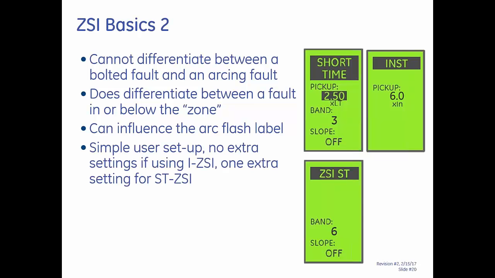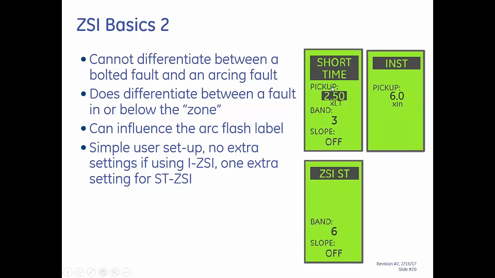And it is a relatively simple setup, again, if you've done the analysis, in that if I'm, say, using instantaneous ZSI, I'm just using the normal instantaneous pickup value. I just now have the benefit of being able to set it lower. So you can see the graphic on the right. For instantaneous, that's something you're going to have to set whether you have ZSI or not. Similar to the little graphic next to it for short time.